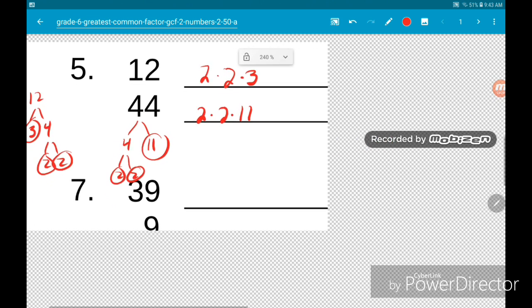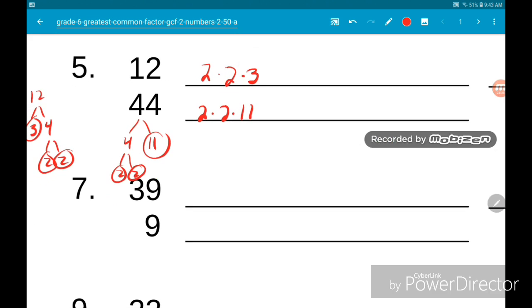Now we're looking at greatest common factor. Well, they have this in common, and they have this in common. So the greatest common factor is 2 times 2. The biggest number they have in common, the twos, they had 4 together. So the biggest common factor would be 4. 4 would be the biggest number that I can divide into 12 and into 44.